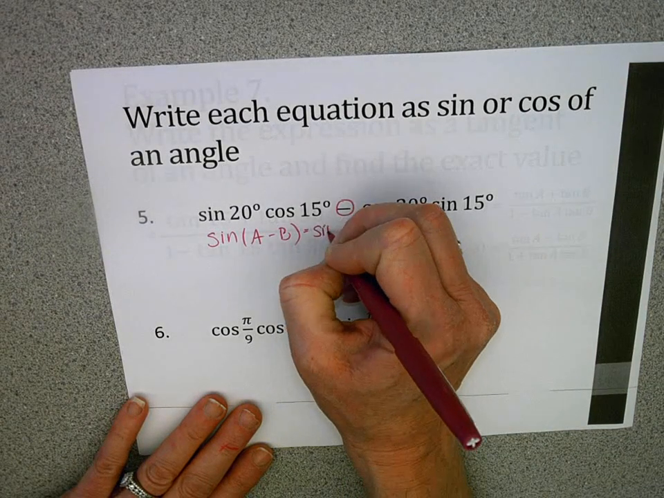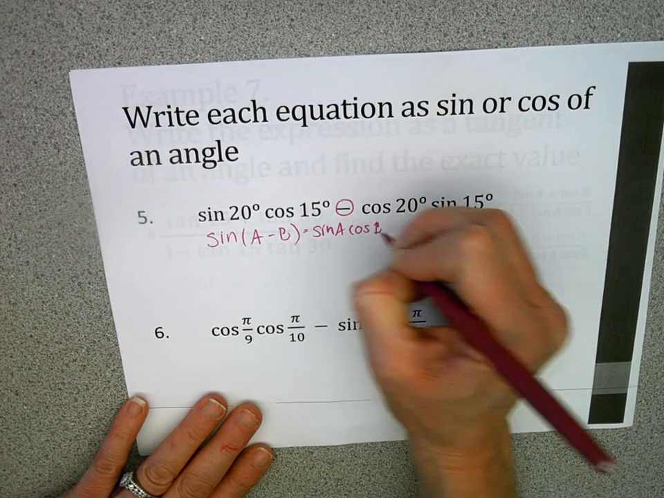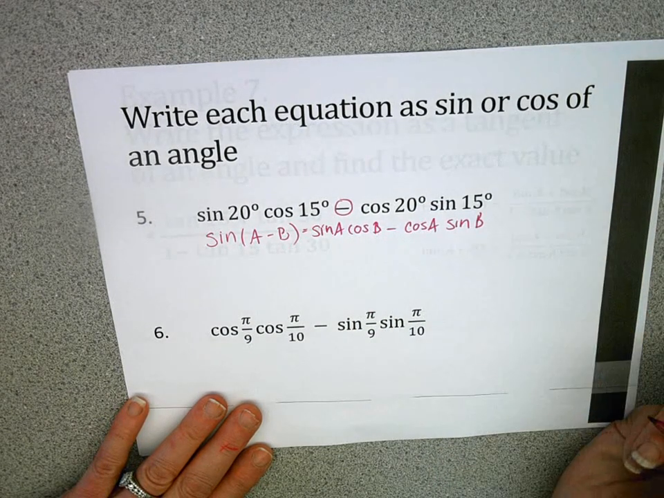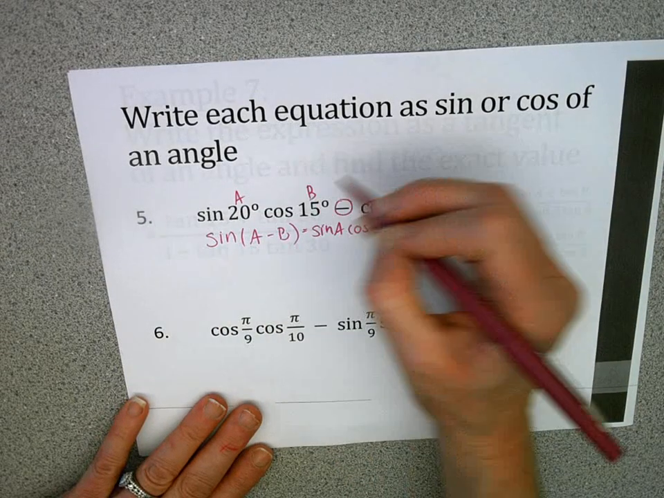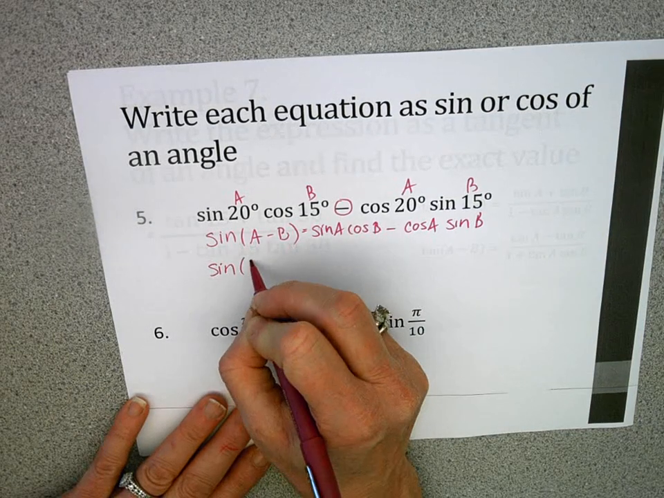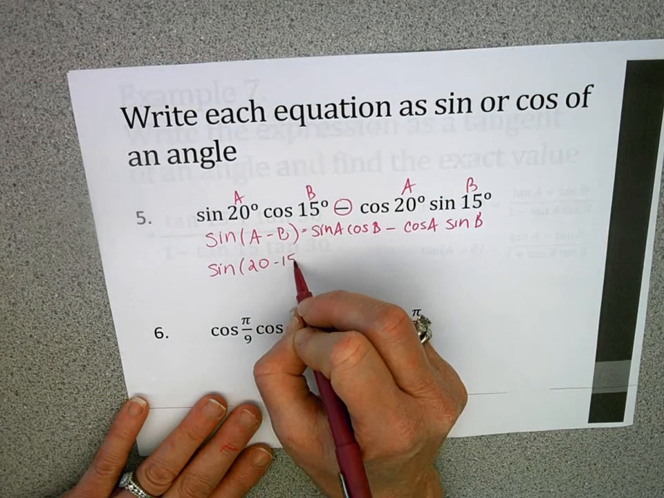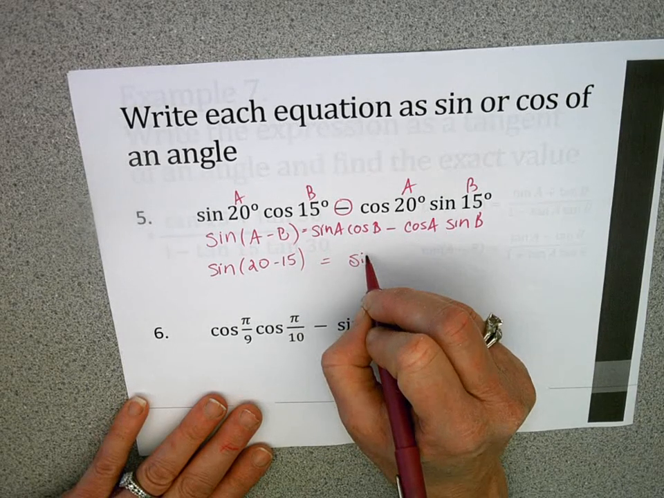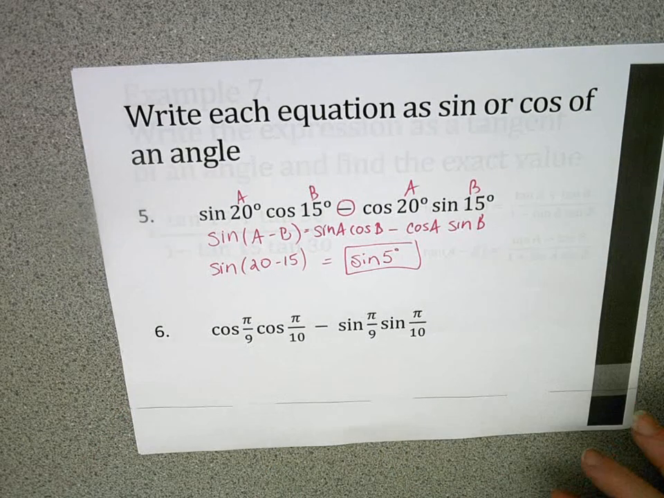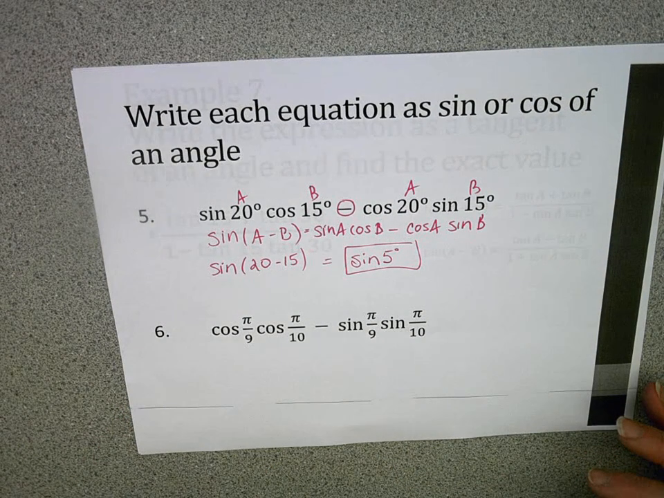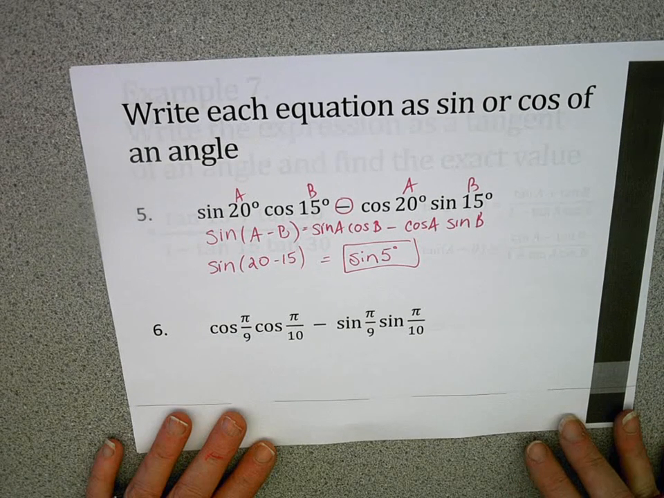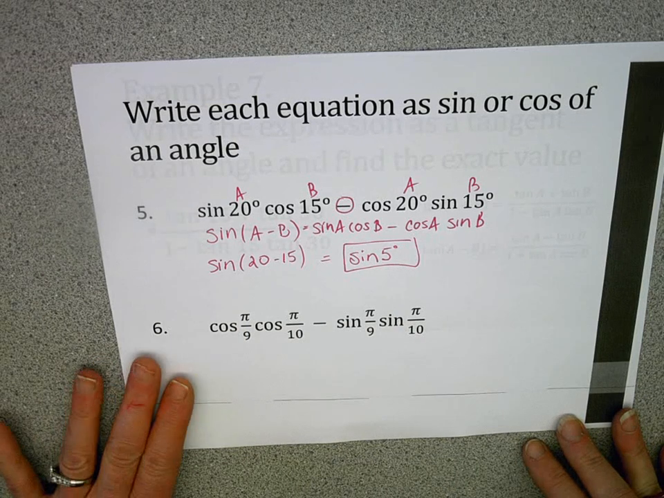They did sine of A, cosine of B, minus cosine of A, sine of B. What is our A and B value? So this is A. Okay, make sure these are the same. So my A is 20. My B is 15. So they were trying to figure out what the sine of 5 degrees is. So instead of using the formula to figure out an angle that you don't know, you're looking at what they set up and figuring out what angle they were trying to solve for. Super easy.